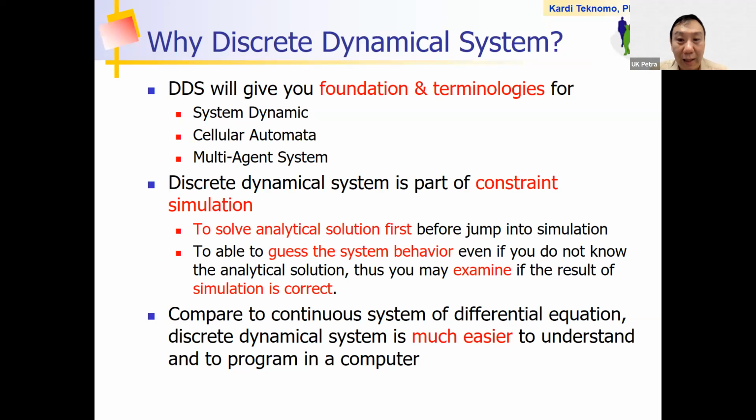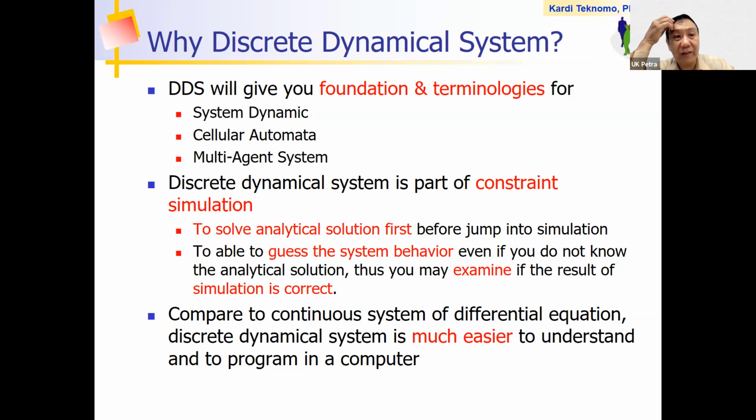Both of them, differential and difference equation, are called dynamical system. Why? Because there is a time component in it, right? So the one I'm talking about today is actually difference equation. So we call this discrete dynamical system.